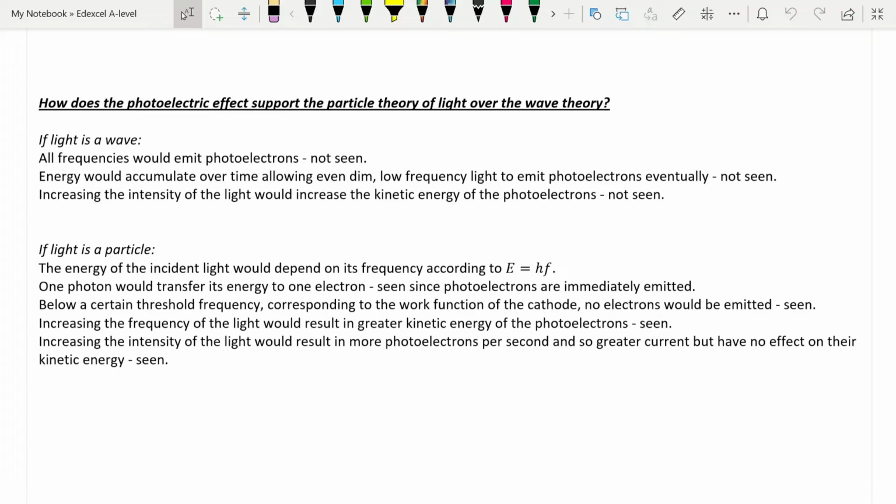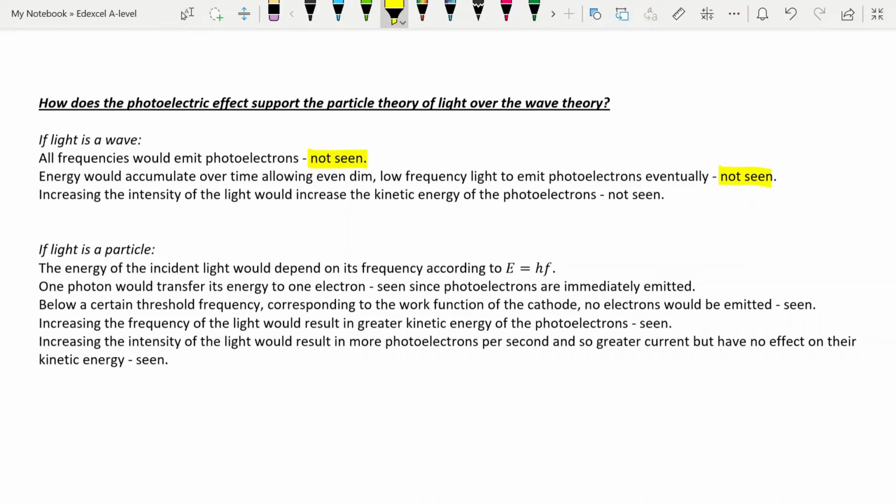Now, how does it do that? Well, if light were a wave, then frequency is not a factor in its energy. If frequency isn't a factor, then all frequencies would emit photoelectrons, and that is not the evidence that we have. Also, even if the work function of the metal was high, energy would accumulate over time because the electrons would continuously absorb the energy coming from this wave, and eventually they would reach the work function of the metal and they would be released, and that is not what we see.